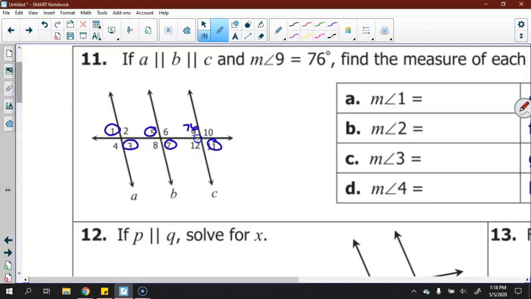Vertical angles, and then you've got same side interior, okay? Or corresponding, depending on how you're looking at it. All right, now everything else, I'm going to go through and circle in red. All right, so 180 minus 76 would make these all 104. And then you just need to copy the numbers over here. Does that make sense?